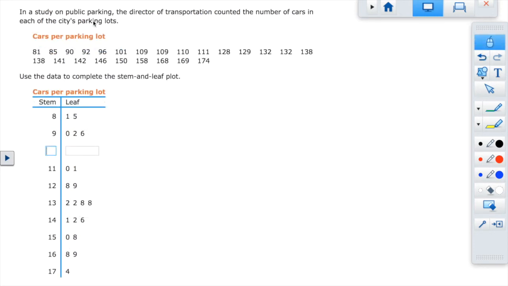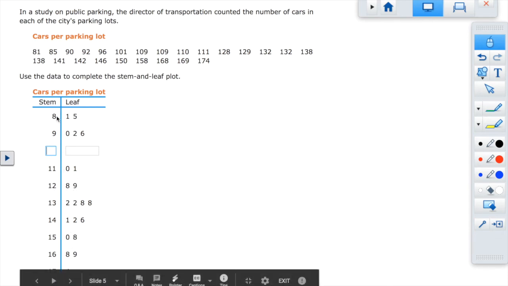Next, in a study on public parking, the Director of Transportation counted the number of cars in each of the city's parking lots. So the cars per parking lot ranged from 81 to 174. So you see our stems range from 8, 9. Now when we get into the hundreds, we use the number in the hundreds place and the number in the tens place as our stem. Leaves are always only a single digit, so it's always the ones digit. So this will represent 110, 111, 128, 129.